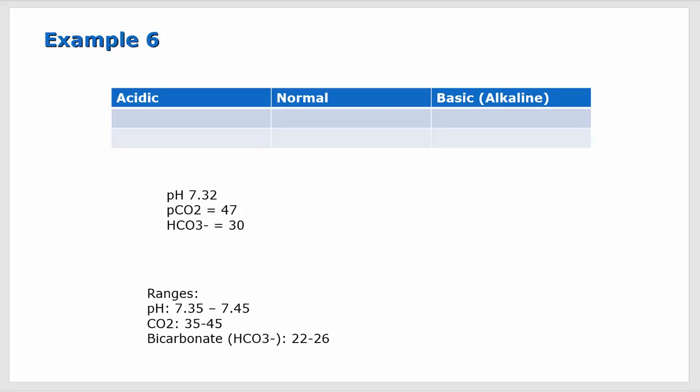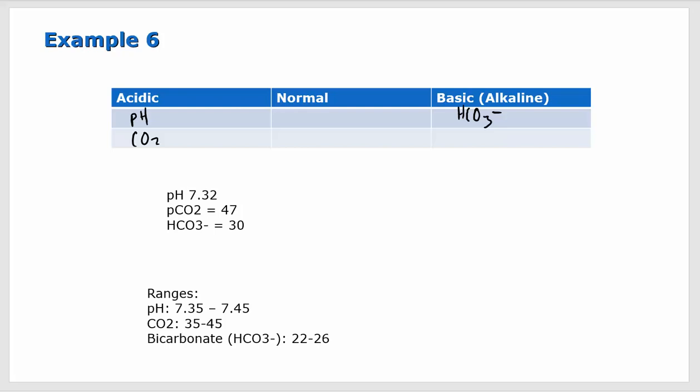All right, so pH 7.32. Okay, so we're going to move quickly here. We're going to say this is acidic because it's less than 7.35. We look at our CO2 levels. It's higher than 45, so we're going to put it also over here, CO2. And we look at our bicarb, and we can see our bicarb is definitely over here on the basic side of things. HCO3 minus. Okay, so this is a different situation.